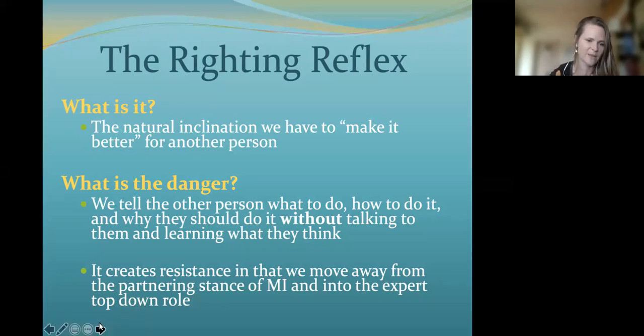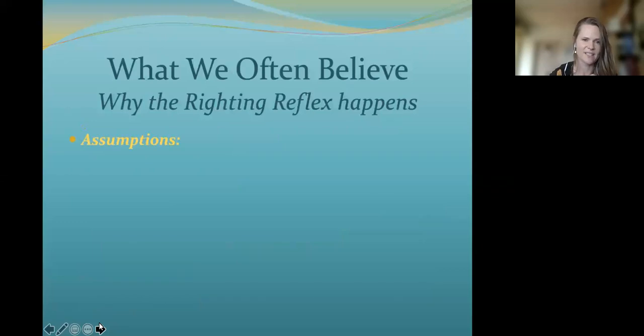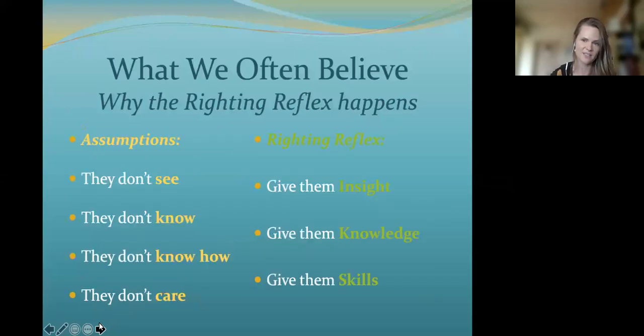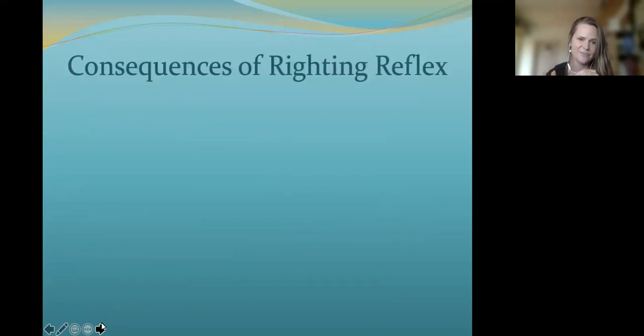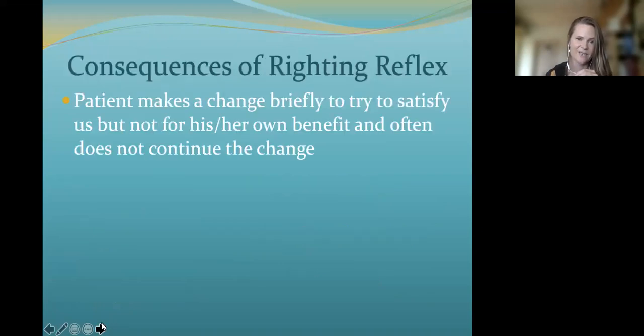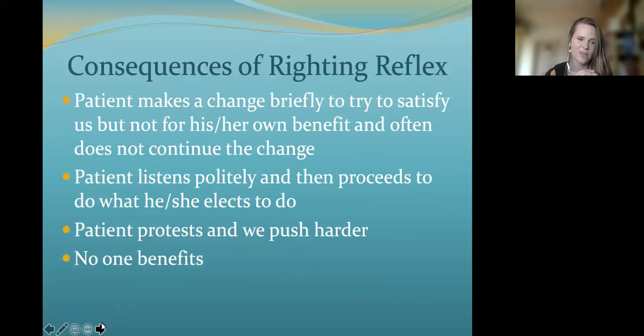So when we think about the righting reflex, why does it happen? There are a lot of inborn assumptions that engender the righting reflex. They don't see or they don't know, so we need to give them insight or knowledge. They don't know how or they don't care, so we need to give them skills or illuminate to them why.